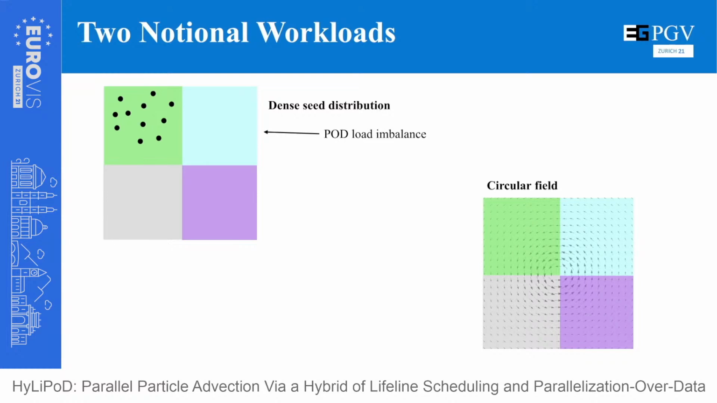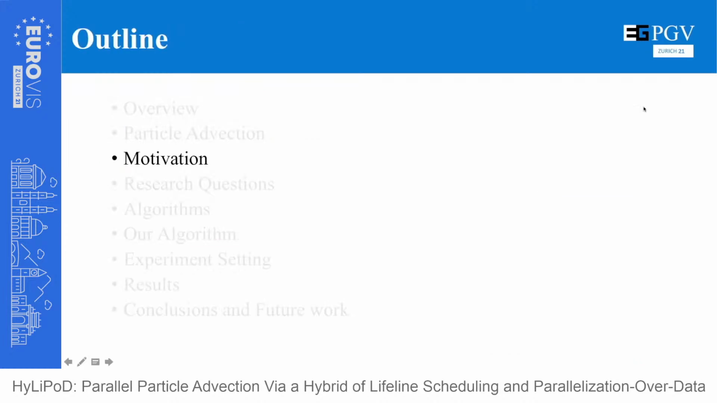In the second example, the workload has a circular field. There are 4 data blocks here. Let's say that the cache can only hold 2 data blocks. If we use the parallelize over particles algorithm, this will result in high I/O, since the algorithm will keep accessing the disk to load the same data blocks over and over.